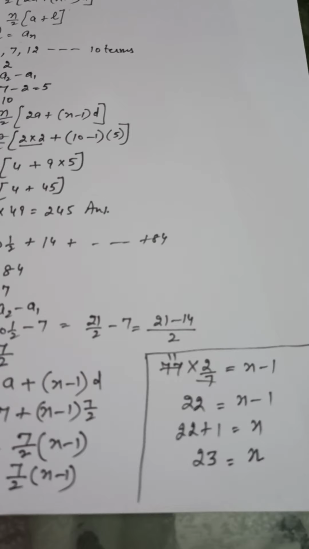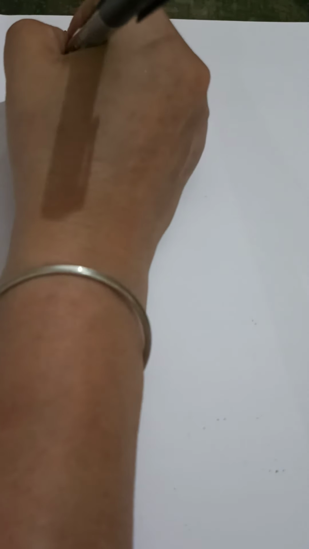We have to find n. Now we will find Sn. How to find Sn? Sn is equal to, fill the values in the formula, n upon 2 (2a plus (n minus 1) into d). n upon 2 means, what have we found? n is equal to 23 we have found.